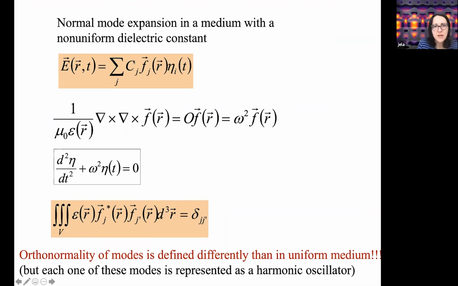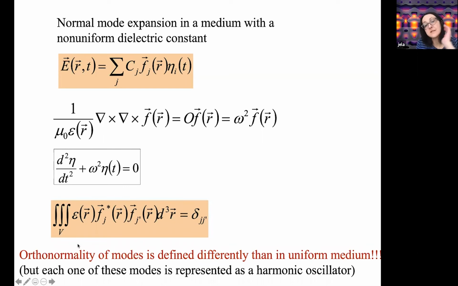You have time dependence, you have spatial dependence, contribution of a particular mode, but these spatial dependencies are not solutions of a Hermitian operator. So they are still orthonormal, but they have this changed orthonormality relation where you also have an extra factor of epsilon. And that comes from that trick where we use the operator O1 that has eigenfunction G, which is Hermitian, to get to this relation.